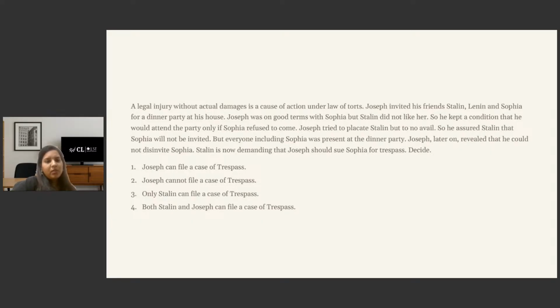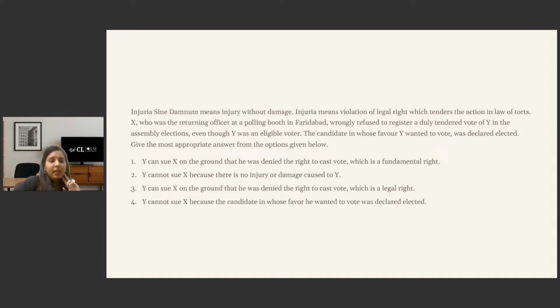Decide. So this is not a trespass at all, right? This is not at all a trespass. So the answer is going to be that Joseph cannot file a case for the trespass. Injuria sine damno means injury without damage. Injury means violation of a legal right, which renders the action in the law of torts.